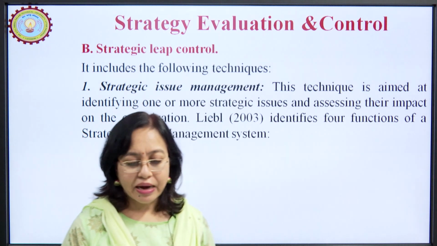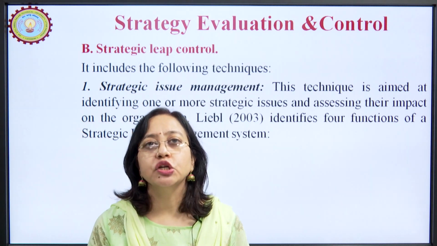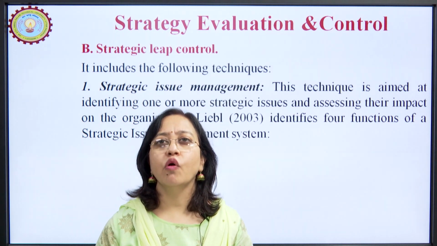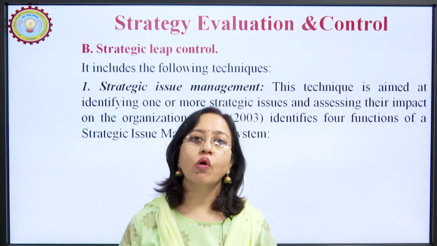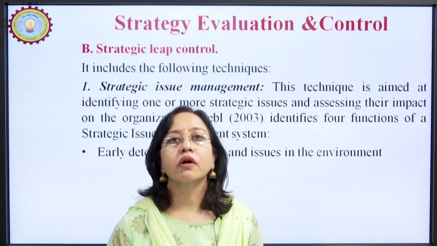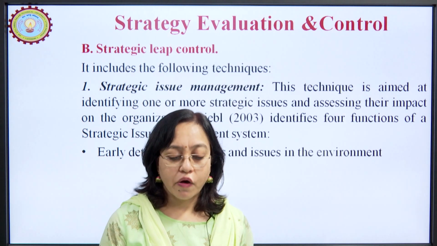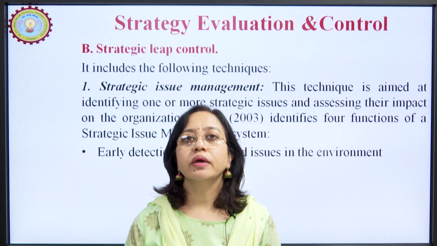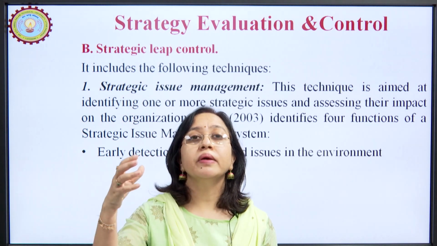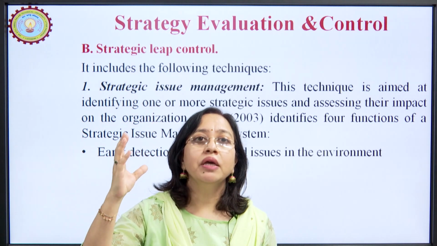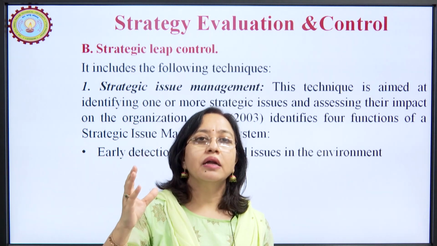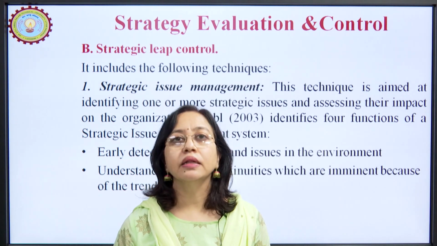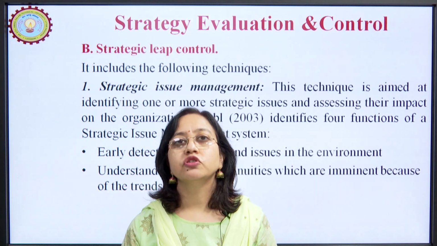It tries to find out what impact a particular situation or issue can have on the organization. Lenz identifies four functions of a strategic issue management system, that is, if you are trying to control through strategic issue management, the four dimensions on which you need to work. The first is early detection of trends and issues in the environment. Any change or trend which is going to impact your business and strategy, you should be the early one to identify, the first, or at least among the first few in your industry.